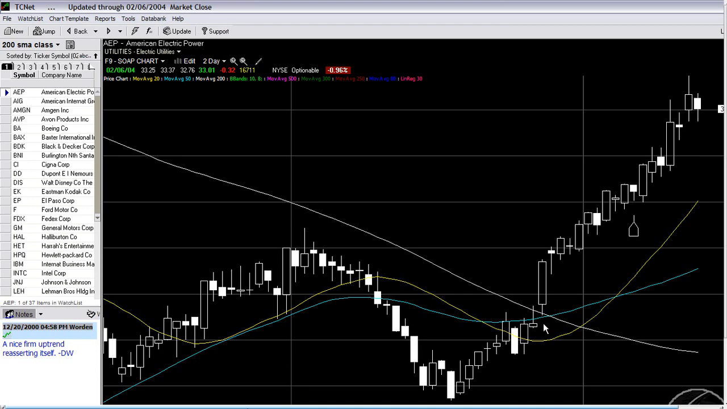What did we have going on here? Don't we have the 200 coming down to meet the 50-day? That's an important focal point. And later on in the book, we'll talk about these focal points. They're very powerful areas for stocks to make major moves.